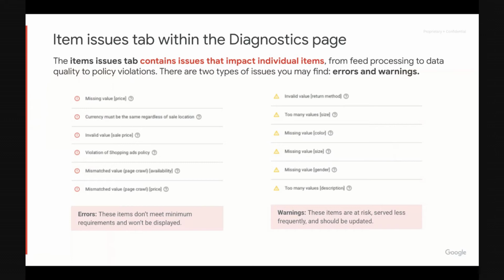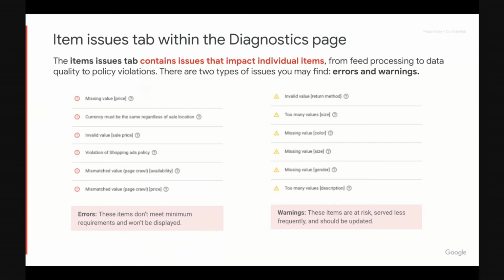The item issues tab contains issues that impact individual items. From feed processing to data quality to policy violations, these are all different types of errors that you'll see here. And there are currently two types of issues that you'll find: errors and warnings.